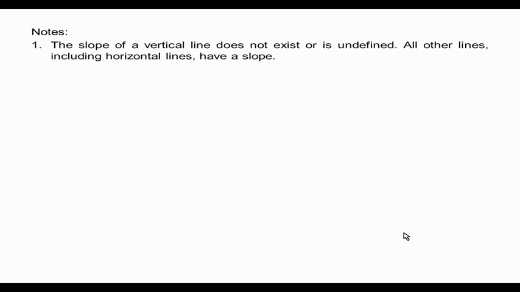Some notes about this. Number 1, the slope of a vertical line does not exist or is undefined. All other lines, including horizontal lines, have a slope. Number 2, slope is just a number. Okay, it's not a variable, it's a number. Number 3, typically slope is a fraction. You think about the way it's defined, change in y over change in x. That's a fraction.